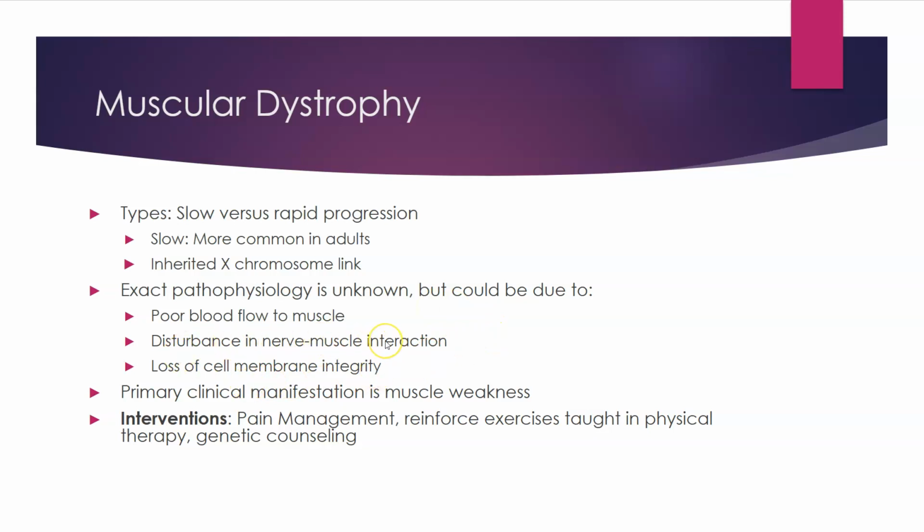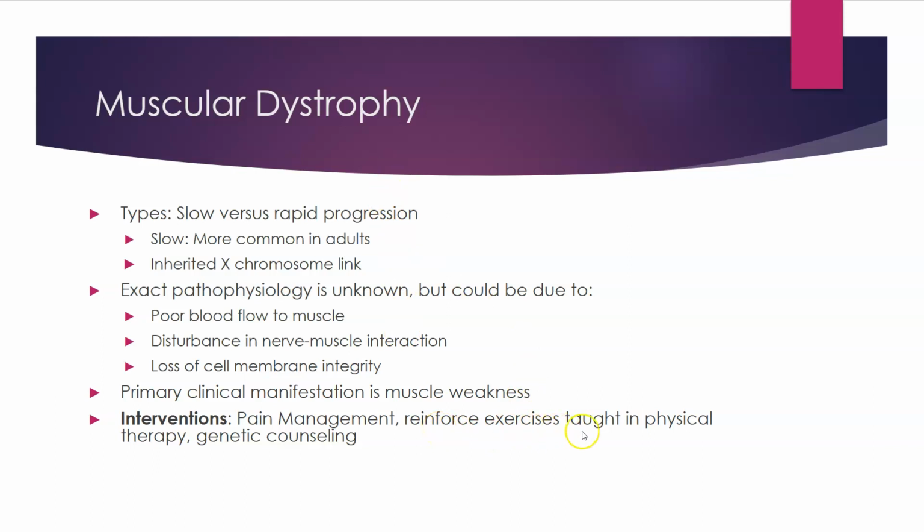in the nerve-muscle interaction. So primary clinical manifestation is muscle weakness, and then where this really goes bad is as it progresses. If you think about some of the muscles in your body, your diaphragm and your heart are both muscles, and so that causes the significance of this, especially later on in life, or later on in the disease progression. So intervention-wise, so pain management related to weakened muscles.